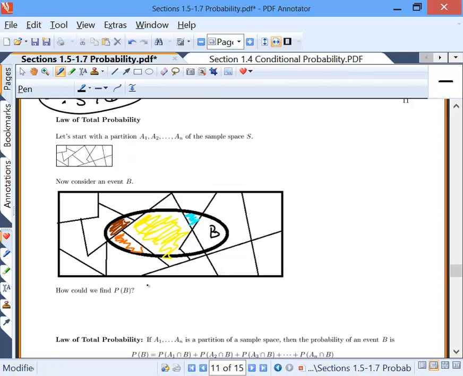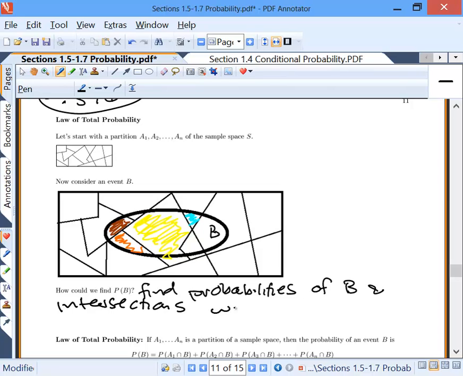So we could find probabilities of B intersected with Ai and add them up. We just intersect B with each of my individual events and add them all up. It ends up being a pretty cool rule if you're trying to prove everything that we do in statistics.